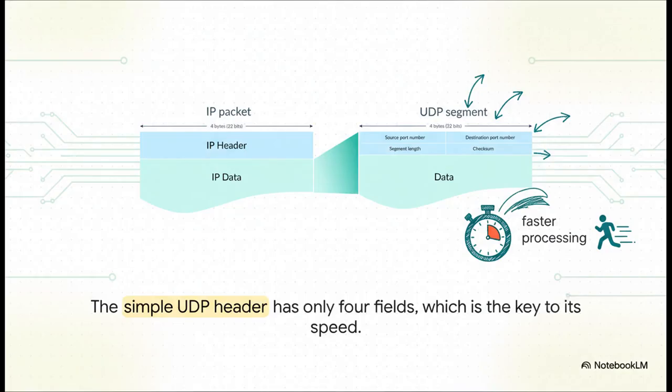And what's really cool is you can see why it's so fast just by looking at this. This diagram shows a UDP segment. Its header, the administrative part of the packet, has only 4 fields: where it's from, where it's going, how long it is, and a checksum. That's it. Less paperwork means faster processing at every single stop along the way.